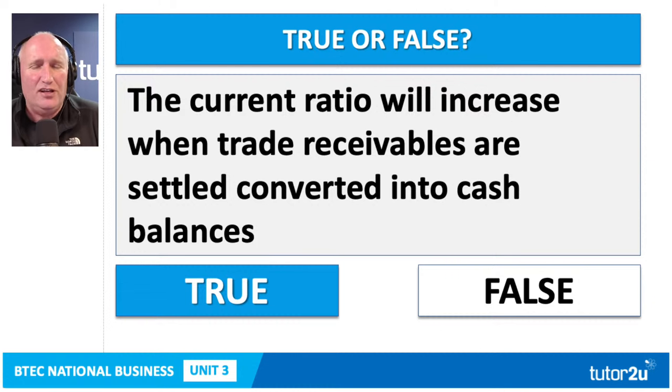The current ratio will increase when trade receivables are settled and converted into cash balances. So does the current ratio increase when our trade receivables, amounts owed by customers, get settled and converted into cash? What do we think? Just in the live chat, if you're with me, put either T or F, or true or false. And if you're struggling to think about whether it would or not, think about what the formula is, what goes into current assets.